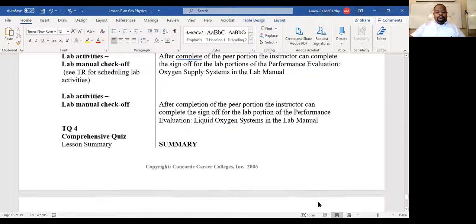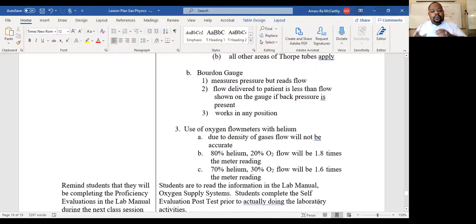Now, the last part is using flow meters with helium. We said helium is a little bit lighter, or less dense, than oxygen, correct? Well, since helium is less dense than oxygen, we have to be very careful at telling what we're trying to use, because we use oxygen and helium in a mixture called heliox. And that helps lift the oxygen up over an obstruction, because oxygen is heavier than helium.